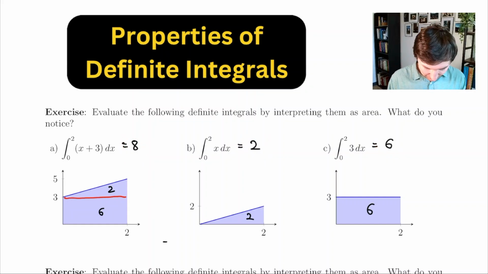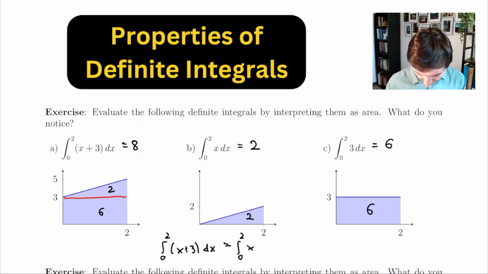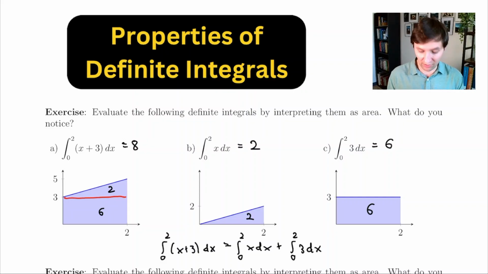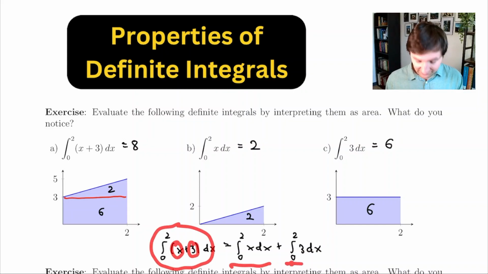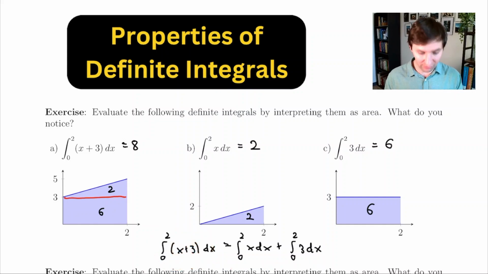Said differently, the integral from 0 to 2 of x plus 3 dx equals the integral from 0 to 2 of x dx plus the integral from 0 to 2 of 3 dx. What simply this means is that whenever you have an integral of two functions added to each other, you can split that definite integral into two separate definite integrals, one of the first function and the other one of the second function. This holds for any integrable functions f of x and g of x when added.